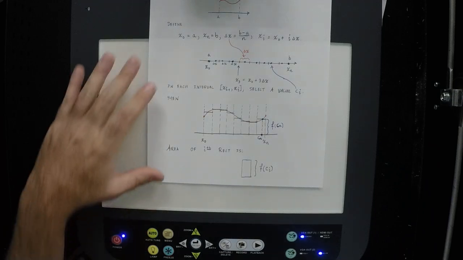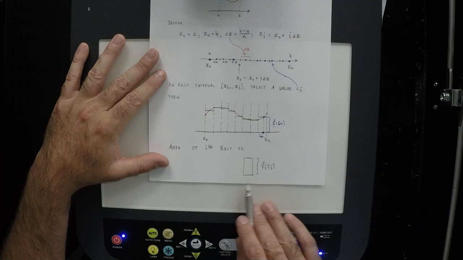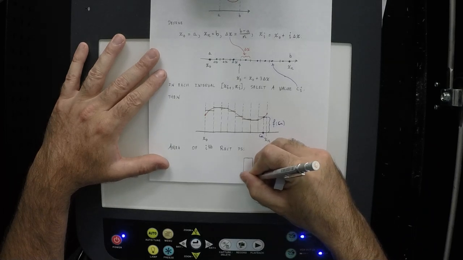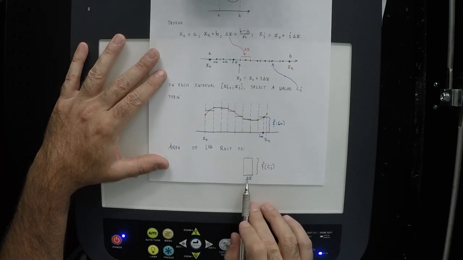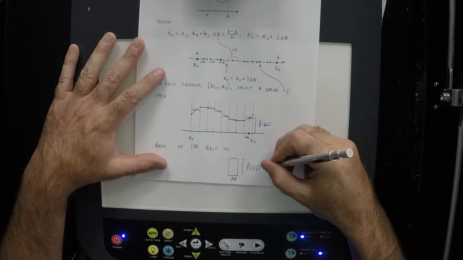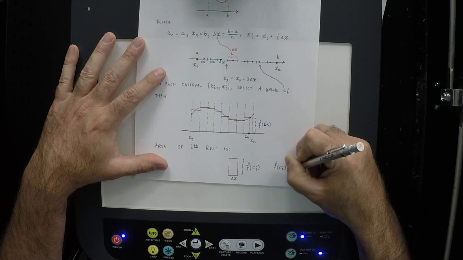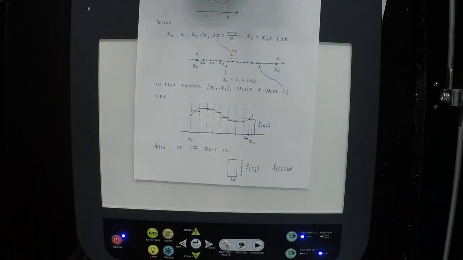What's the width of the ith rectangle? What's the base? Delta x, right? They're all delta x. So that means that the base of this rectangle is delta x and its height is that. Therefore, its area is the product of these two: f of ci delta x. So that's the area of just one of them. So to get the area of the whole estimate, we've got to add up all n of them.